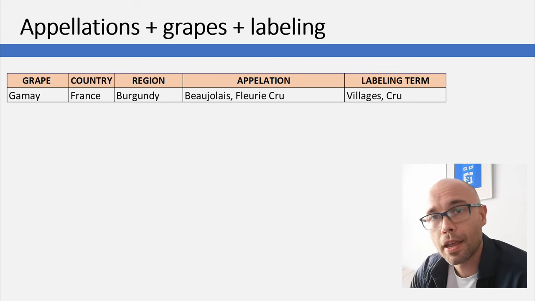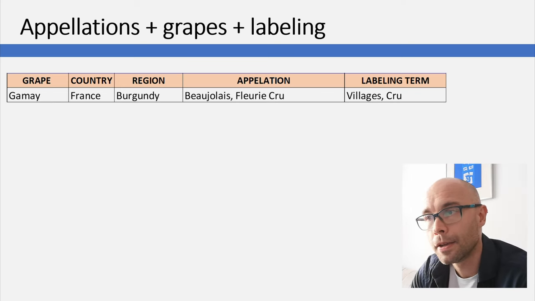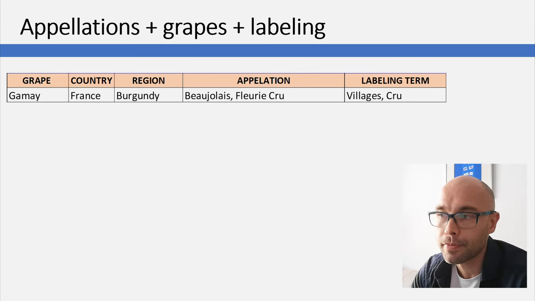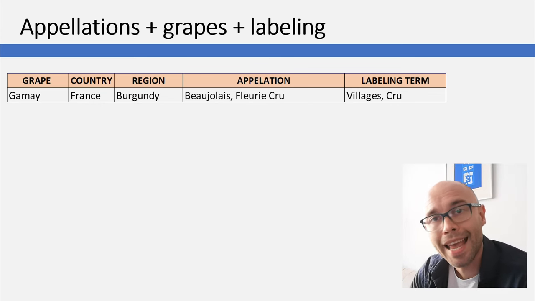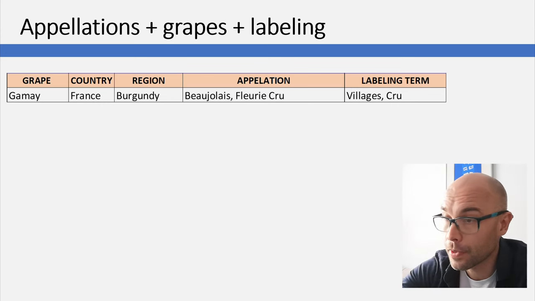For Gamay and Burgundy, you need to remember the appellation of Beaujolais, which is again that regional appellation, and then within Beaujolais there's an appellation called Beaujolais-Villages, which is a more restricted area, and then in Beaujolais you have 10 cru villages, and you need to remember only one, which is called Fleurie. Okay.